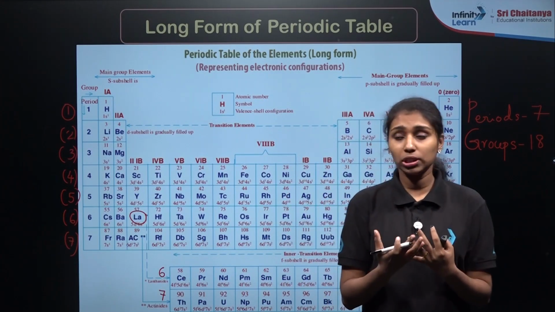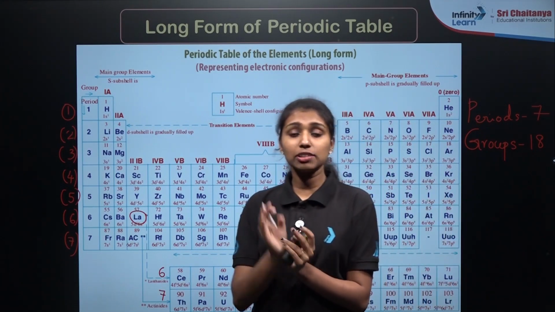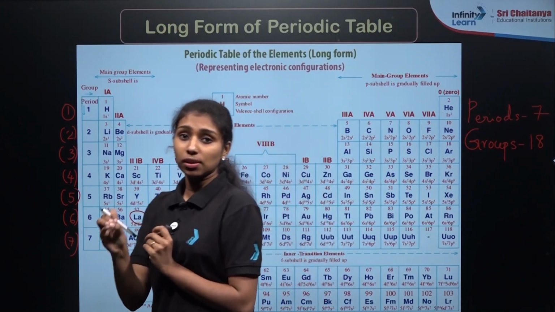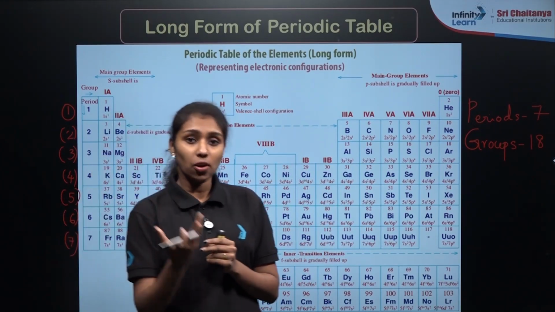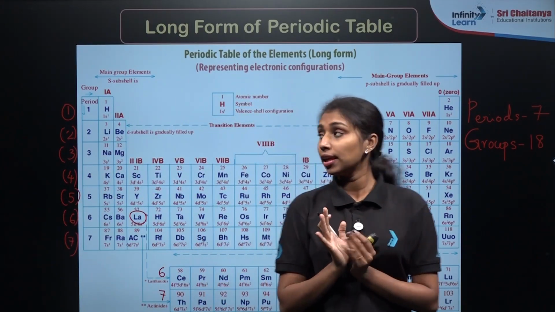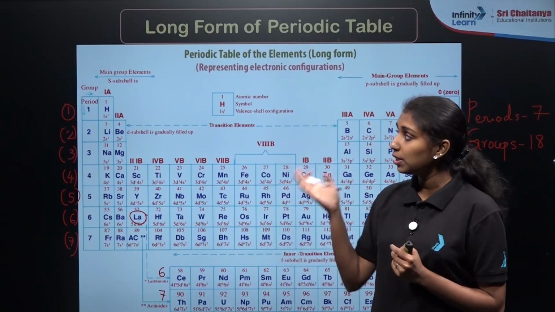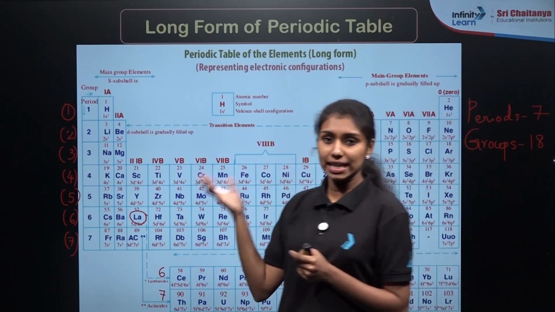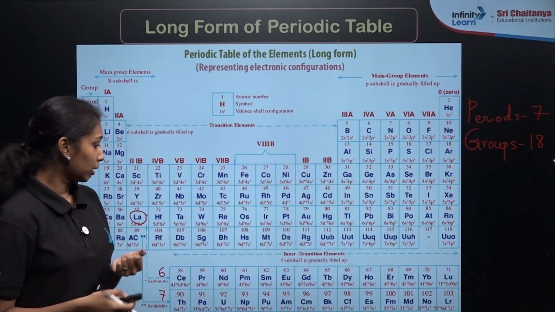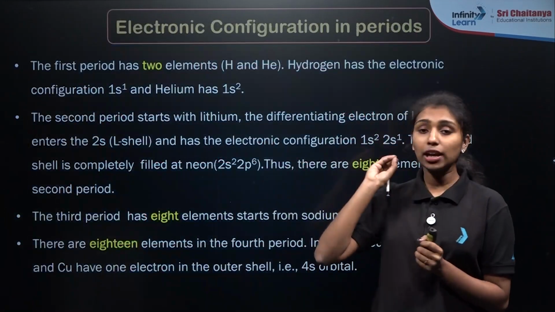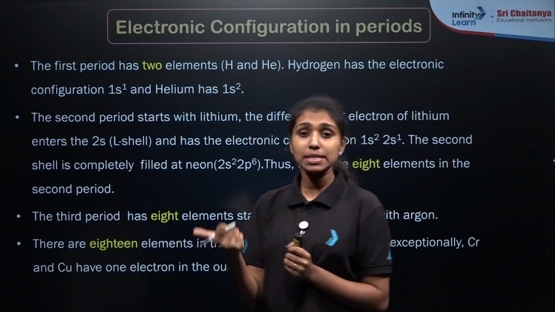So when you are asked how the periodic table is classified, it is classified into 7 horizontal rows known as the periods and 18 vertical columns known as the groups. Clear? Now we will be discussing the different groups or blocks in the periodic table in detail in the next classes. Fine. Now we need to see the electronic configuration of all the elements in periods.